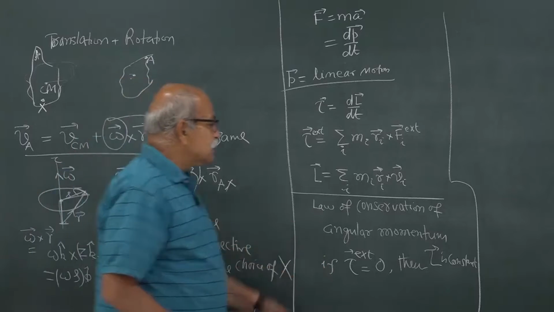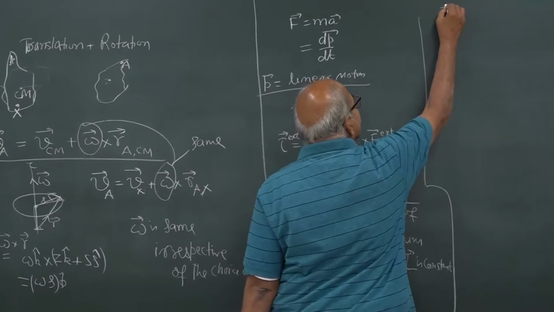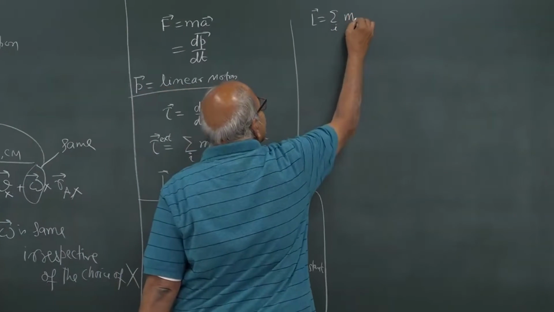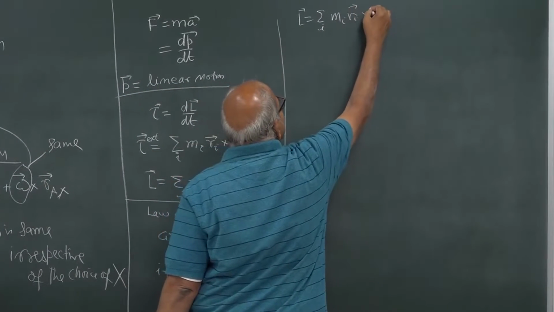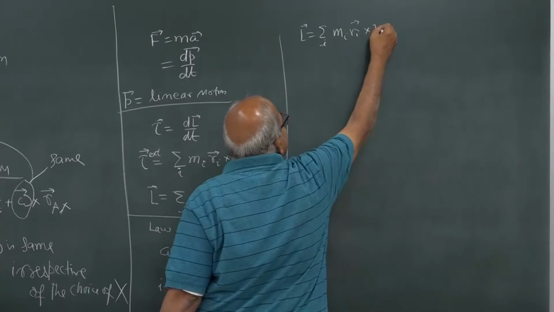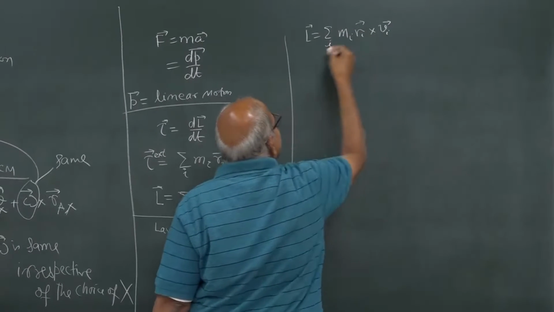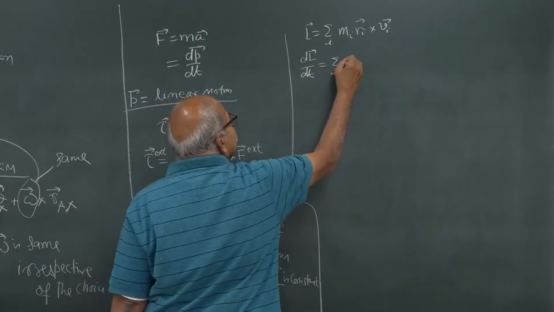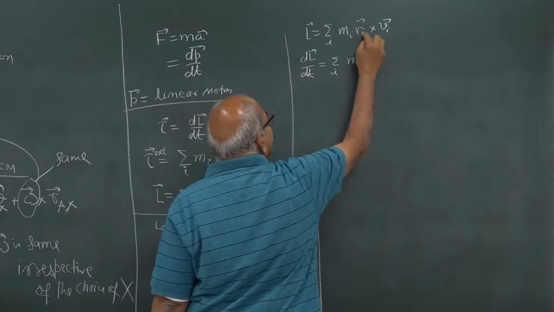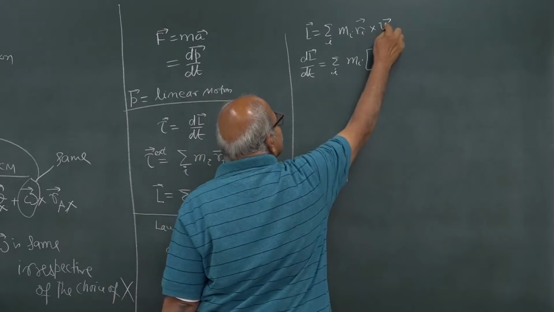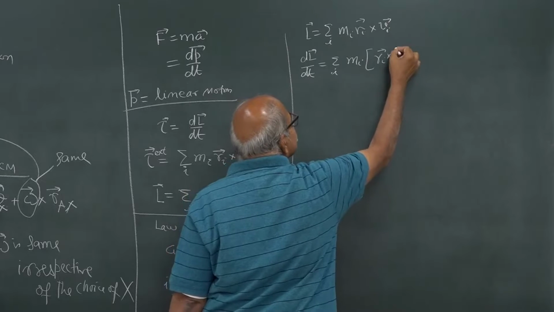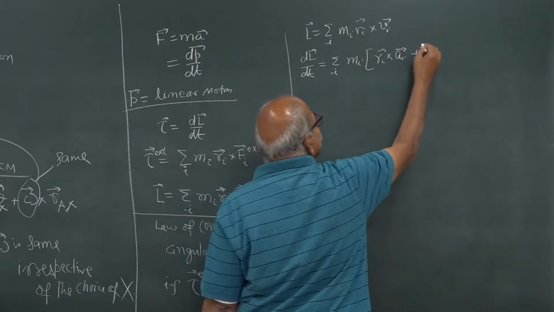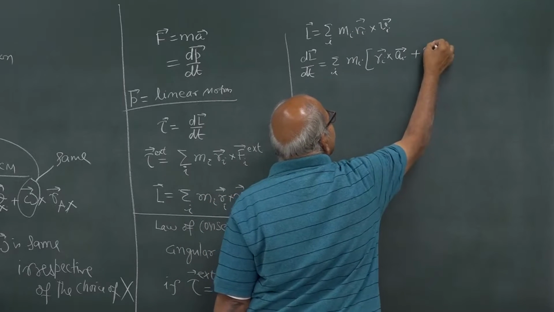And you can show this because when you write L, L is summation over i of mi ri cross vi, or you can write pi here, no problem. And if I differentiate it with respect to time, this will be equal to summation over i of mi and then ri cross the differentiation of this, which will be acceleration of the ith particle, plus differentiate this, that will be vi cross vi.